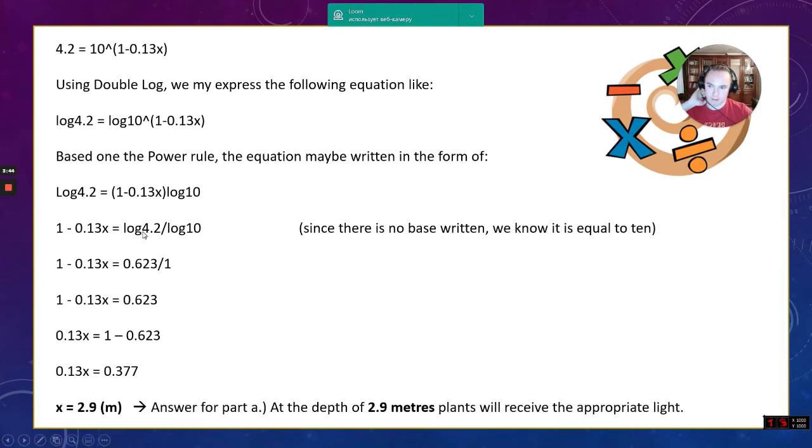So that's log base 10 of 4.2 over log base 10 of 10. We're going to find these logs using a calculator, and we have got 0.623 divided by 1, so that's basically just 0.623. In this case, it's pretty simple to find the x variable, with simple steps. We're going to move 1 to the right side. After that, we are going to divide the amount which we have got by 0.13, and x is going to be equal to 2.9 meters. So the answer for part 1: at the depth of 2.9 meters, plants will receive the appropriate light.